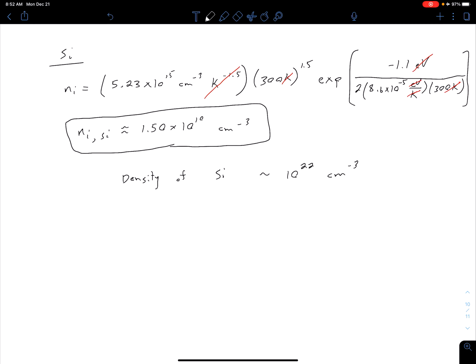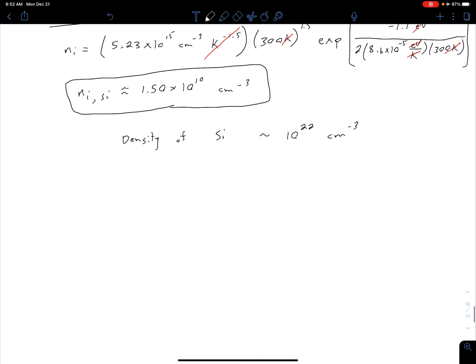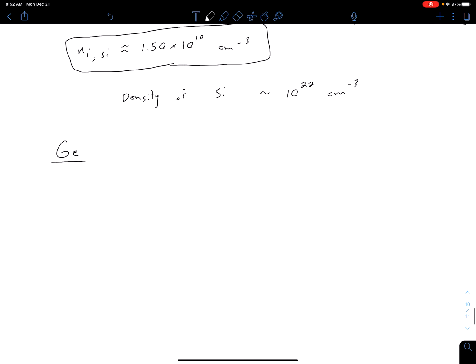And so of course what we can see is that we have far fewer free electrons and free holes at room temperature for silicon. Again, that's just to put these numbers into perspective, because with these really large numbers, it can be difficult to get a handle on them. Okay, so now let's switch gears and look at germanium.